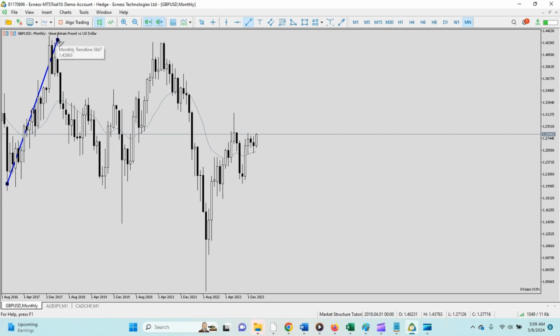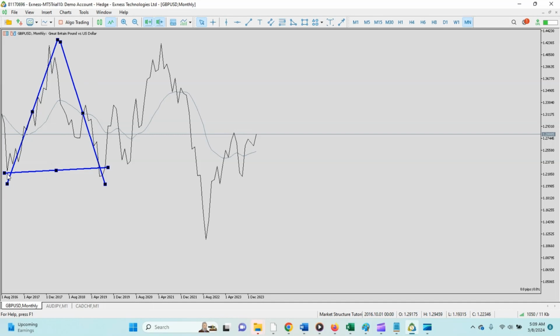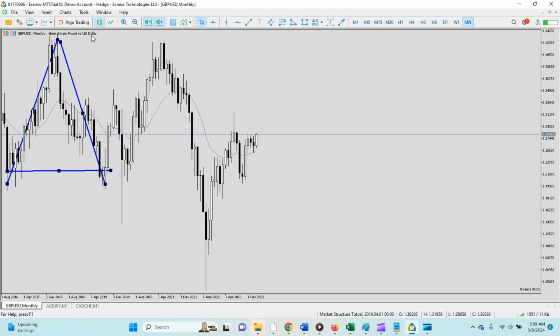So we can see that the market moved from here to here. It actually closed below this point. So let's look at the line chart to see what happened. It closed below, so there was a breaking structure here.